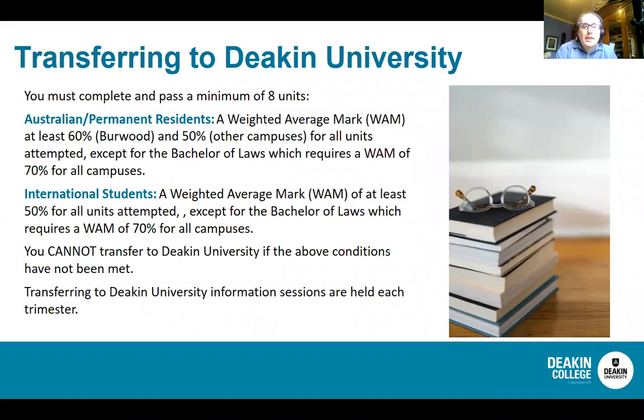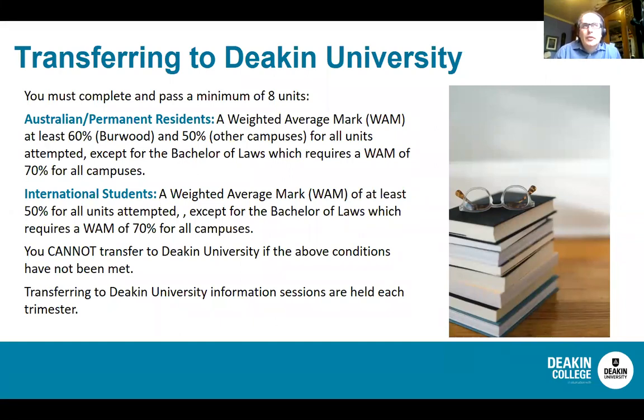So, transferring to Deakin University. If you're an Australian or a permanent resident, you require an average mark, or WAM, of 60. You need to pass all of your 8 units. What a WAM means is you need to get at least 60.